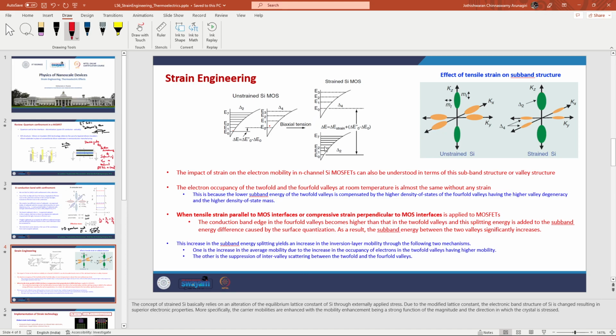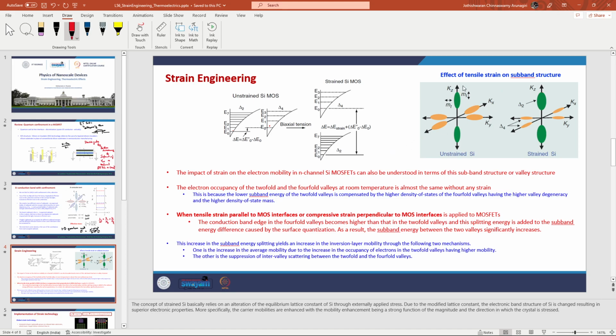But now this energy difference that has been introduced here creates a kind of barrier. Electrons can move from this subband to this subband only if this additional energy is available from somewhere. In the event that it is not available, such intervalley scattering will not take place. Now, what effect does that have? The effect is as follows.